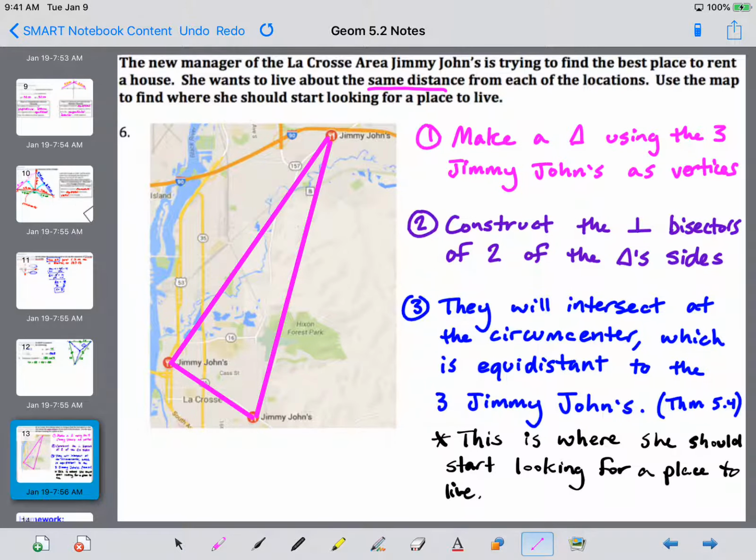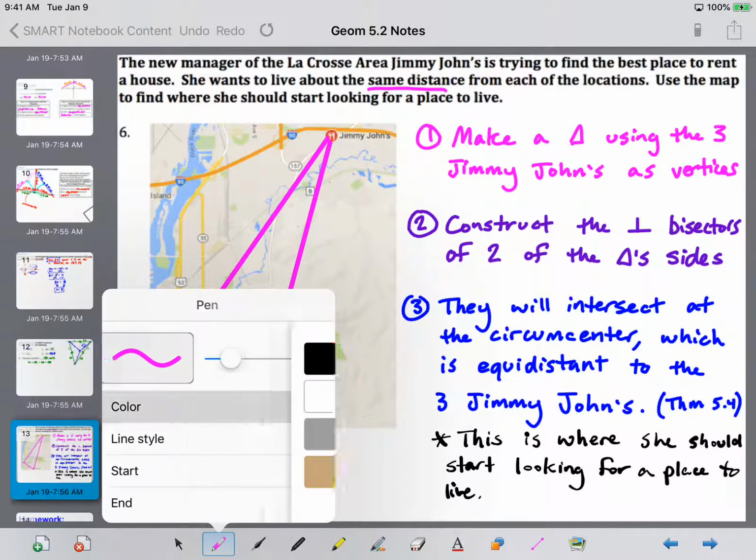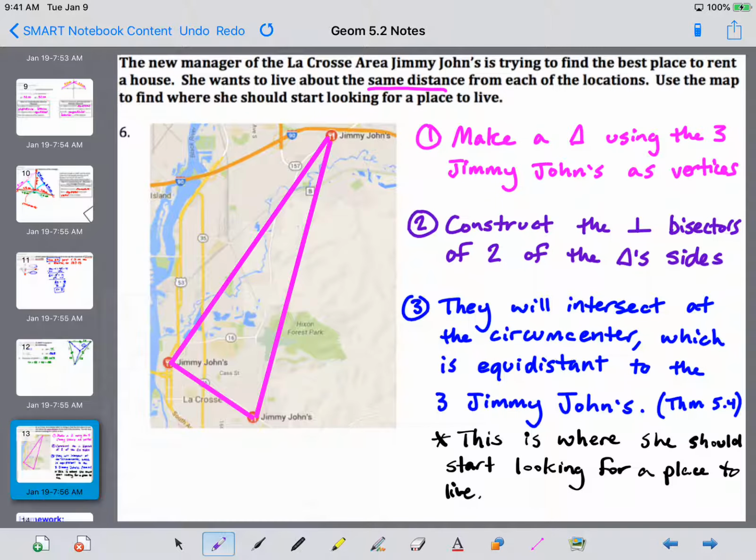Okay, and then the next thing we're going to do is construct the perpendicular bisectors. So what you need to do is measure just two of the sides. You can do this with just two, and it'll still work out. So you have to measure and find the midpoint. So I did this ahead of time, and I found that the midpoint of this side was right here. So it made that side equal to that side. And then I found the midpoint of this shorter side was right here.